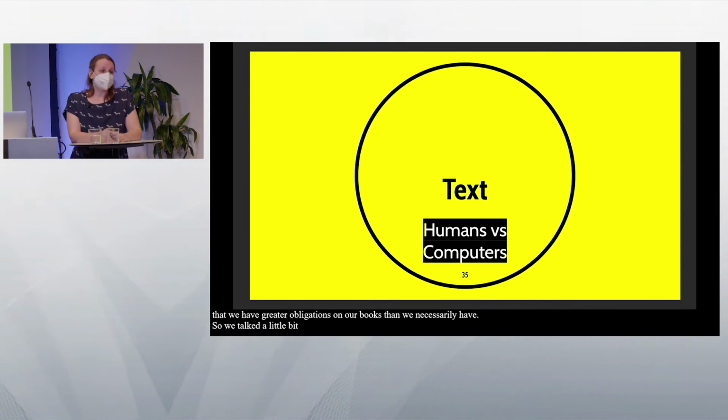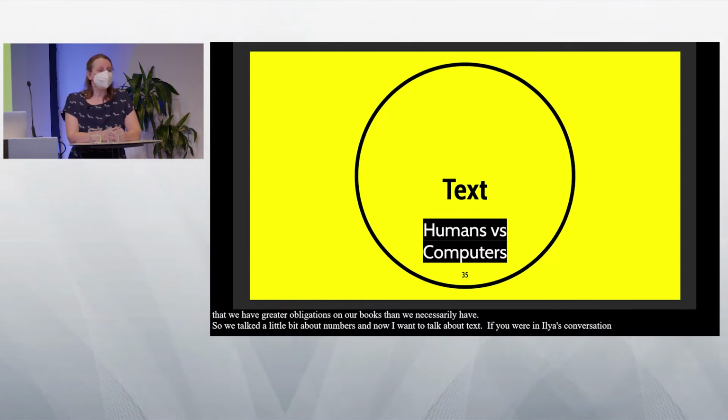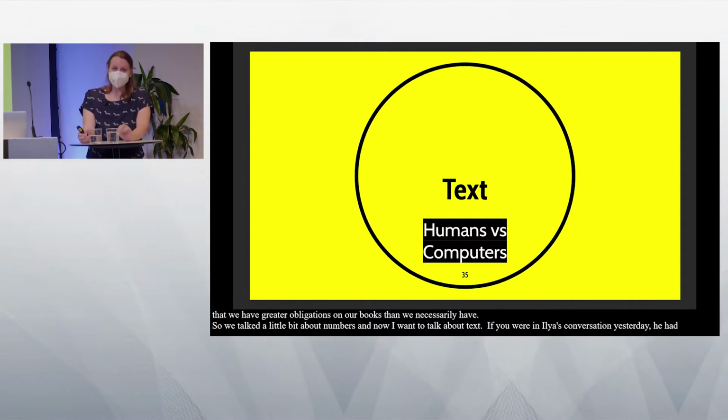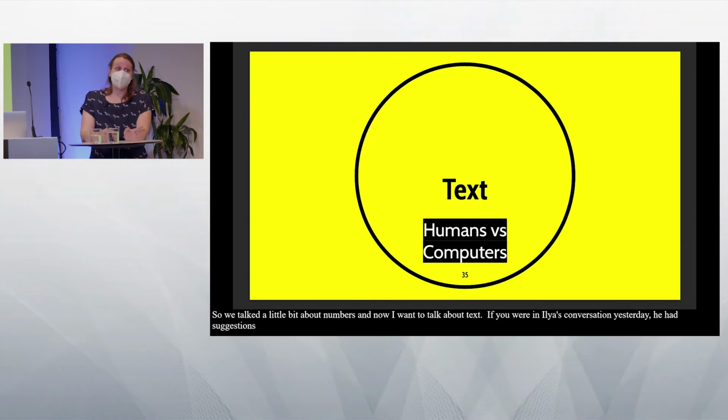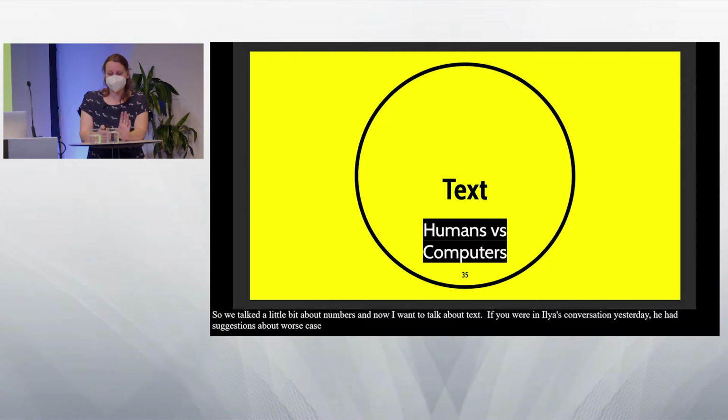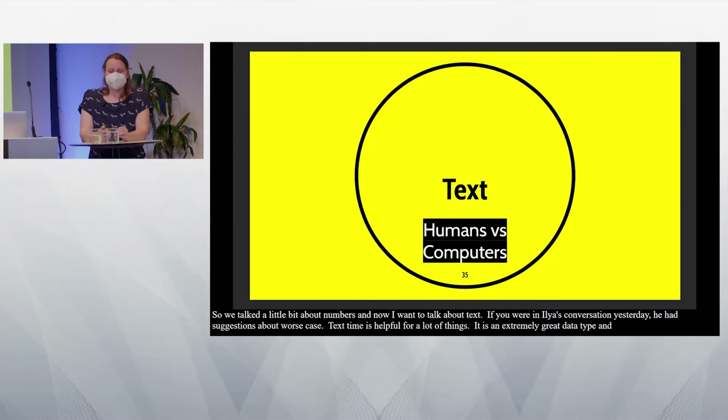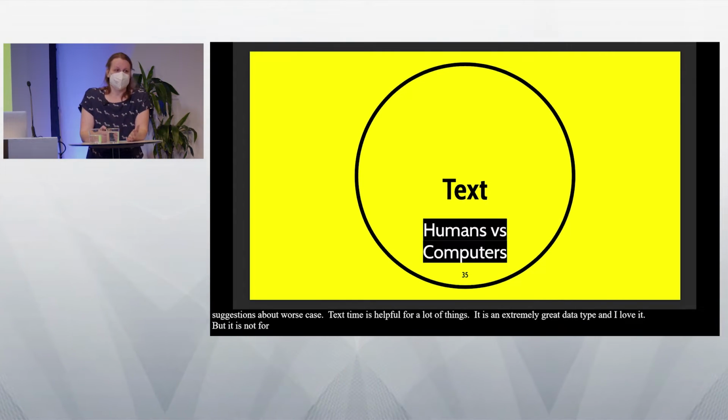If you were in Ilya's conversation yesterday, he had some really great suggestions for Postgres worst practices, and one of his worst practices was just save everything, absolutely everything, as the text type. Text type is very helpful for lots of things. It's an extremely great data type, and I do love it, but it's not for everything. What is interesting, though, is how text gets into your systems.